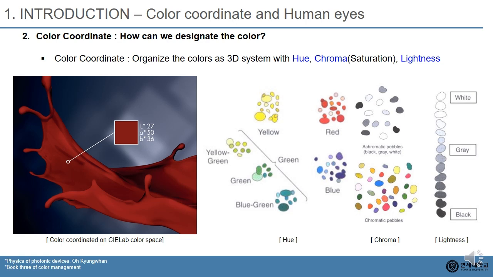The next step is the color coordinates. Color coordinates help us organize colors in a three-dimensional system using parameters like hue, chroma, and lightness. This organization allows for precise and consistent communication of colors.